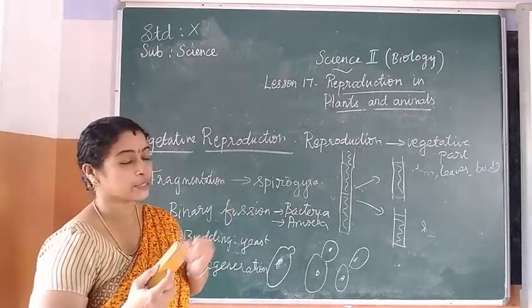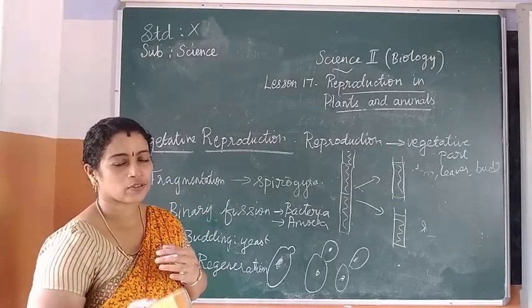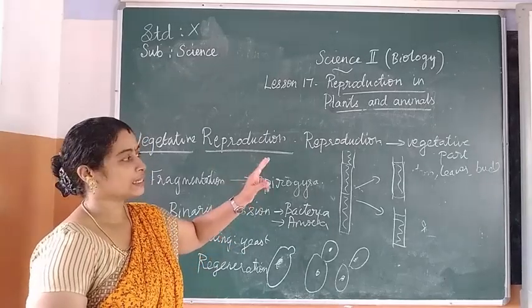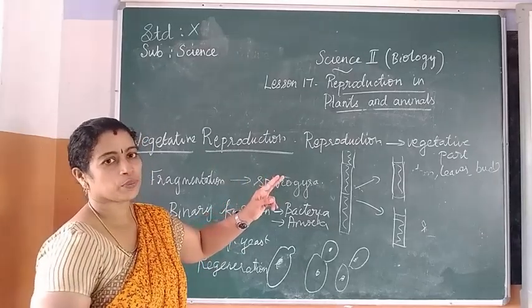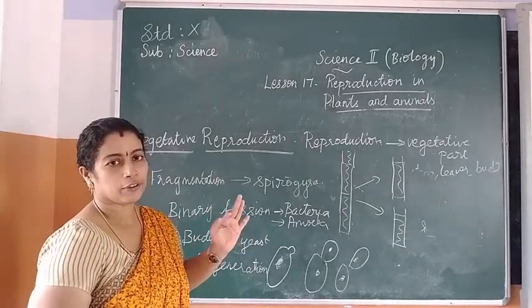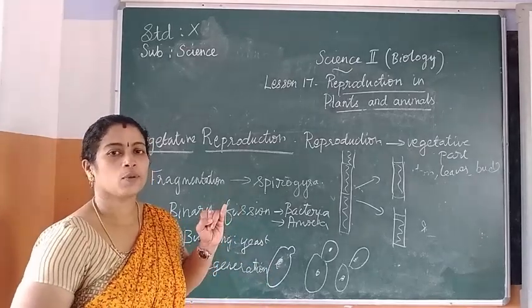There is reproduction that takes place from the vegetative part of the plants. That is known as vegetative reproduction. It may appear from the vegetative parts, maybe root, stem, leaves, buds, etc. So we have studied about the different parts of the plants which are able to give rise to a new plant. First one, we have studied about leaves.